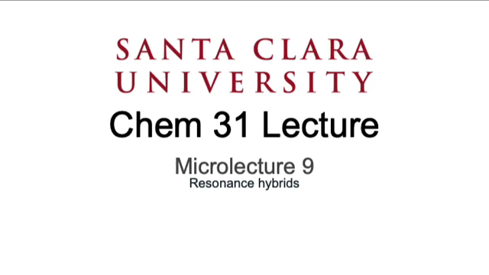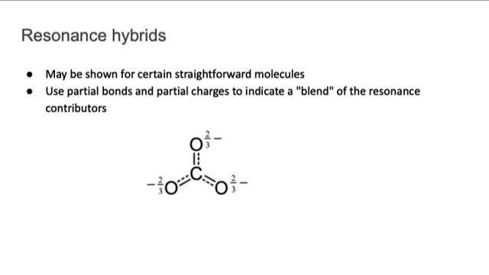Okay, so this is Microlecture 9 on resonance hybrids. Resonance hybrids can be drawn in some cases, not very many, when the molecule is pretty small and straightforward. We use dotted lines to indicate a sort of half-formed, half-broken bond. And you can use partial charges like this or simply delta minus.